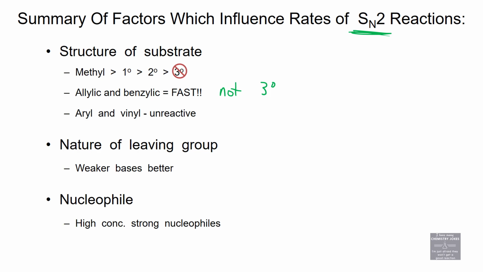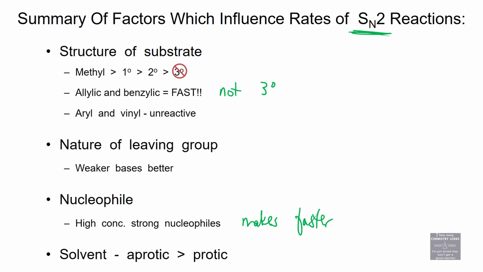Period. High concentration of strong nucleophiles makes the rate faster, because nucleophile concentration is involved in the rate law, in the rate determining step. Okay, we did not say this, but in general, a reaction in an aprotic solvent is a faster reaction than the same reaction in a protic solvent. That was too many words to explain a simple greater than, less than. An Sn2 reaction in an aprotic solvent is generally faster than the same reaction in a protic solvent.